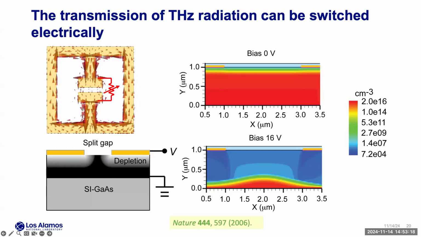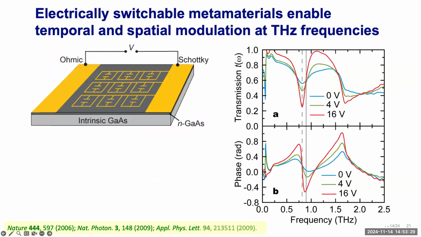You can also pattern something and make this into a spatial modulator. One could also photoexcite this and make a modulator that's photoexcited.